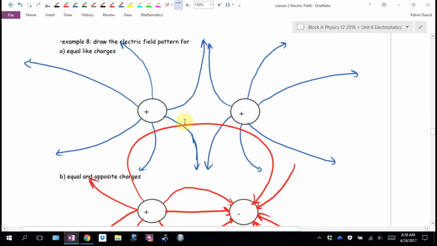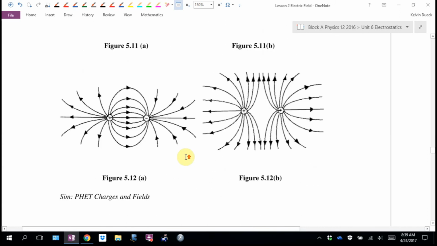This is the electric field pattern. Well, you know what? These are terrible. These are hand-drawn here. Here's the electric field between two like charges, and this was drawn with a computer, a little bit better. Here's the electric field between two unlike charges.